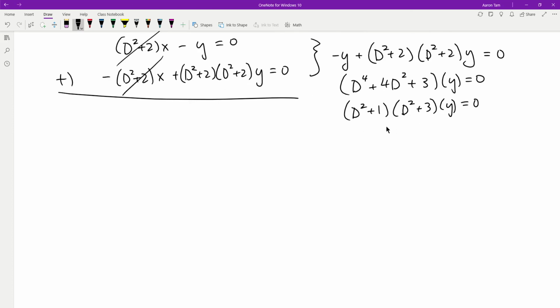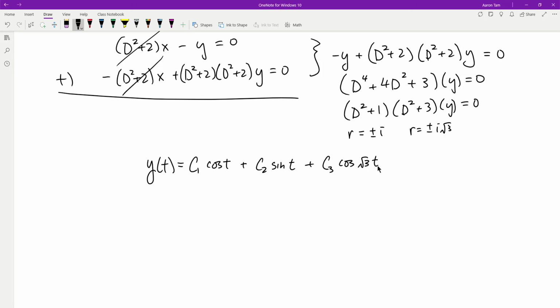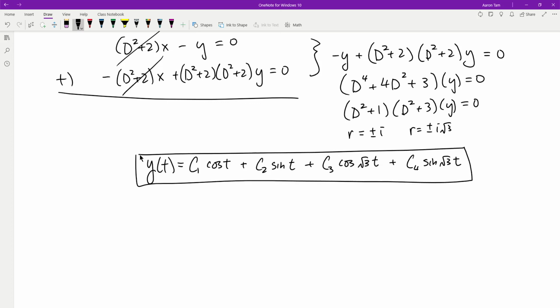So I'm looking at this correctly. It tells me that the characteristic roots are r equal to plus or minus i, and r equal to plus or minus i radical 3. So therefore, it seems to me that my solution for y of t would equal c1 cosine t plus c2 sine t plus c3 cosine radical 3t plus c4 sine radical 3t. So it seems to me that is my answer for y.